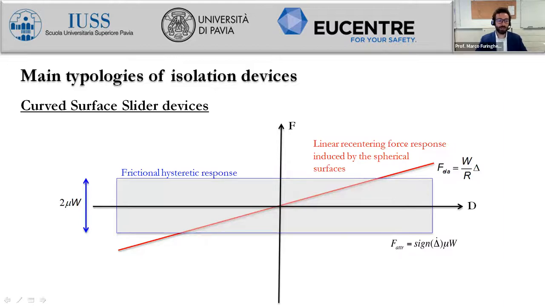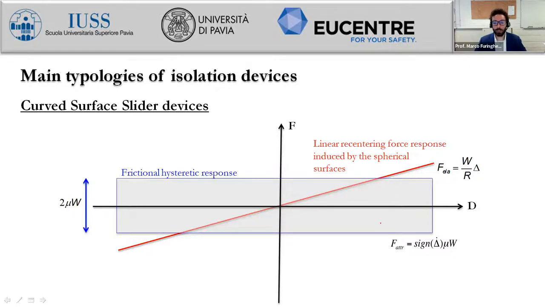Concerning the modeling assumptions, we can consider the superposition of two contributions, the frictional hysteretic response and the linear recentering force response. The frictional hysteretic response can be considered as a rigid plastic hysteretic behavior. So we have the gray area, which is the hysteresis area. We know now that hysteresis area means dissipation of energy.